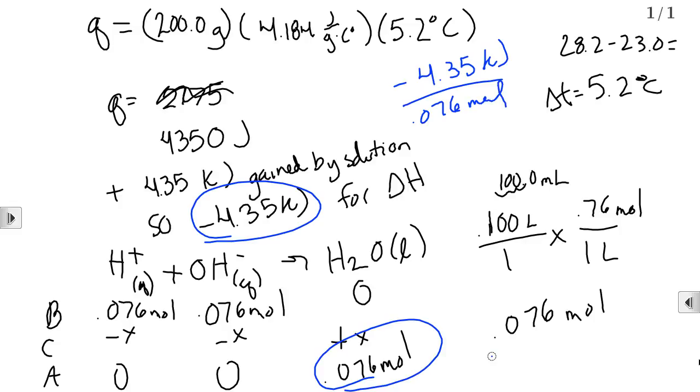And when I do that math, divided by 6, I get negative 57.2. And my sig figs, I was a little stingy with it. Well, it was 0.76 molar, so actually that's right. So 57 kilojoules per mole.